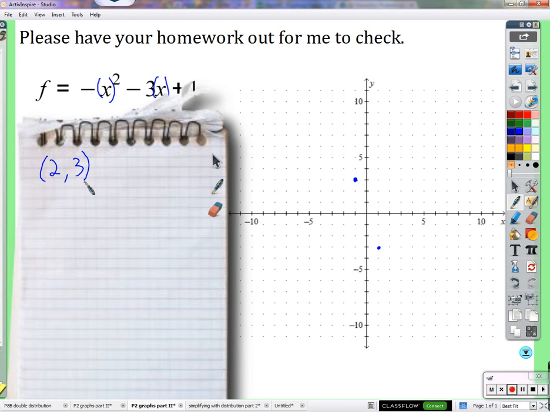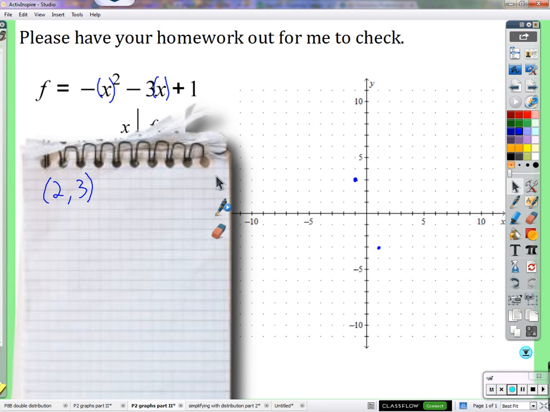So we're just going to confirm it together, or maybe catch a mistake. We'll see what happens. So there's the function we're using. Plug in 2 for x: negative 2 squared minus 3 times 2 plus 1. So we talked about this at length last time here. When we have a negative times a 2 squared, the 2 is going to get squared and then multiplied by the negative, so it's a negative 4. Negative 3 times 2, negative 6, plus 1.